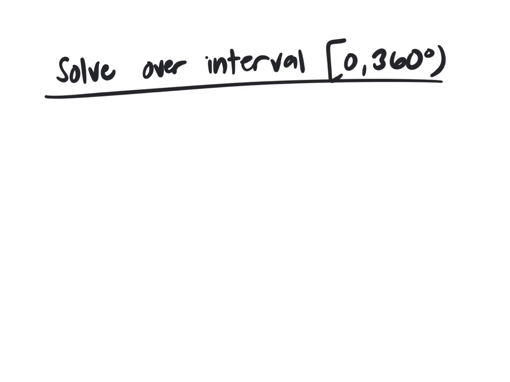So the instructions for this that you'll see on the test are: solve over the interval from 0 to 360 degrees. And your first question that I want you guys to do, you have seen this type of question before on a test. Sine of x is equal to 0.734. Okay, so I need not one answer, but two answers.